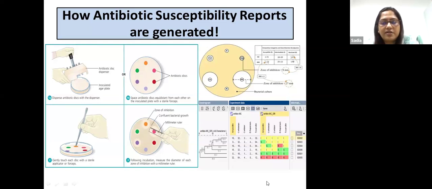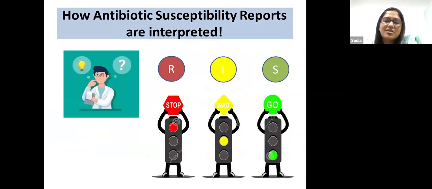Now it is also interesting to see how antibiotic susceptibility reports are interpreted. So this is how we generally see the interpretation goes about. A lot of clinical pharmacists tell me that they were never taught how to read an AST report during their courses. And even physicians do tell us that we were not taught how to read an AST report. So generally, what we assume is that if it is S, it means sensitive, which means a green signal.